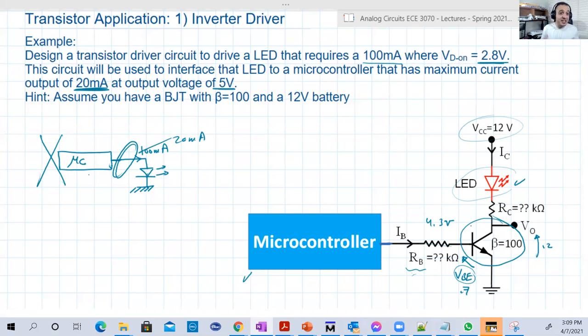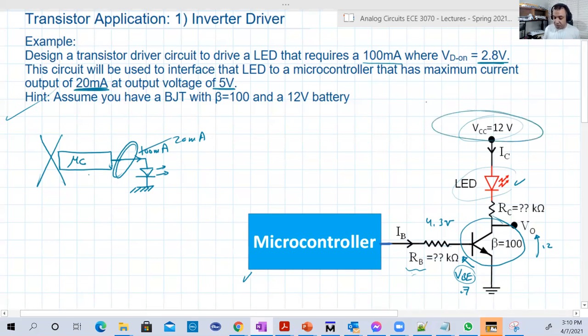But this is a design example. We need to design the circuit as mentioned in the question to get the values of RC and RB. Design means you have some specs: specs for the current, specs for the batteries that you're going to have, and specs for the microcontroller that you're going to use. And you calculate basically RC and RB, or generally any other resistors.